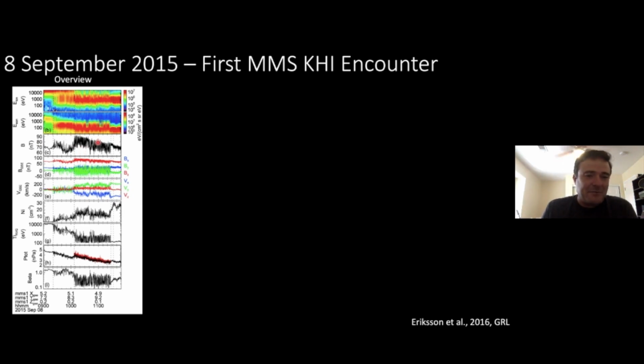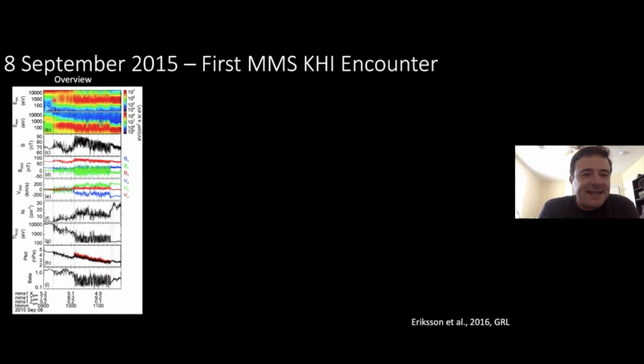So this is magnetic field magnitude. This is magnetic field vector. Again, Z is north-south. Y is dawn-dusk and normal to the vortices. And X is sunward, anti-sunward. This is our bulk velocity in the same coordinate system. This is our proton number density. This is our average proton temperature. This is our total pressure. And then this is our plasma beta, the ratio between thermal pressure and magnetic pressure. Magnetic pressure is associated with the Maxwell stress.